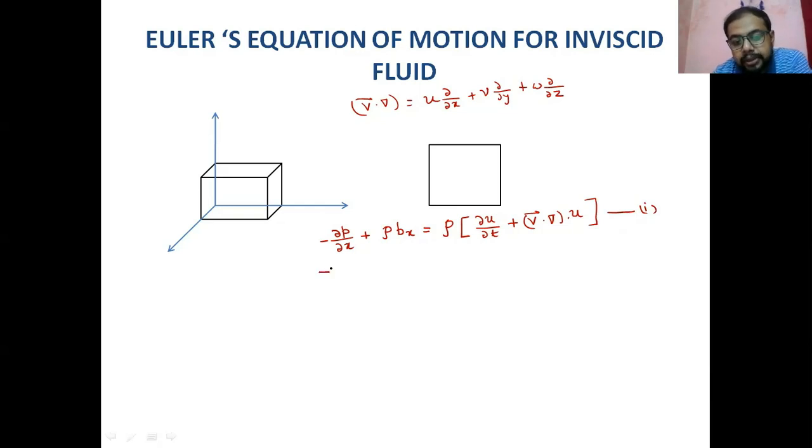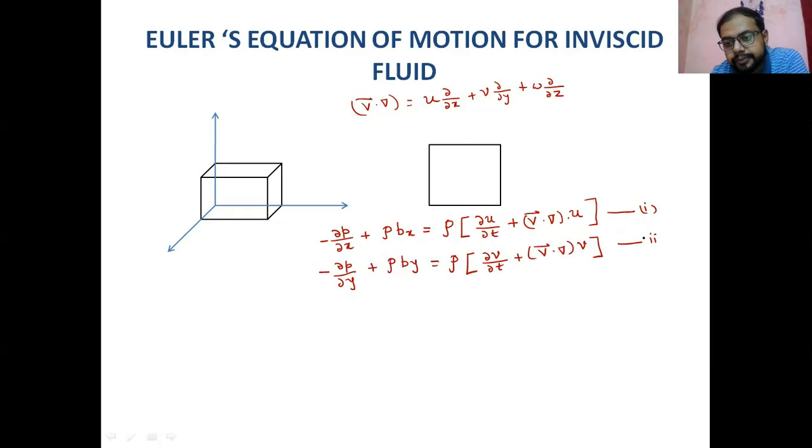Along y-axis, the same equation comes: minus del P del y plus rho by, the body force along y-axis per unit mass, is equal to rho del V del T plus V dot del V. That is the second equation. In the same way, the equation along z-axis also comes.